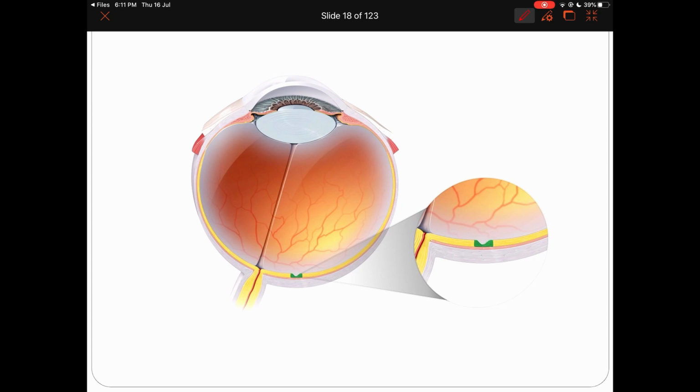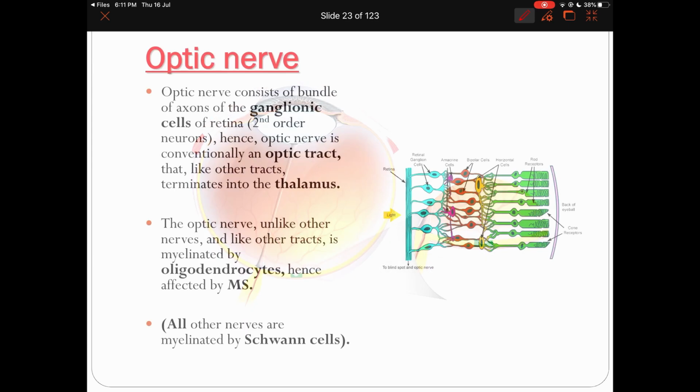See here again, it's a green color. This whole green color is the macula, but this depressed area in the macula is the fovea. That area is the fovea, and you can see it here just opposite the anterior pole in the center. The optic disc is medial to this. At the same time, you can see here this optic nerve.